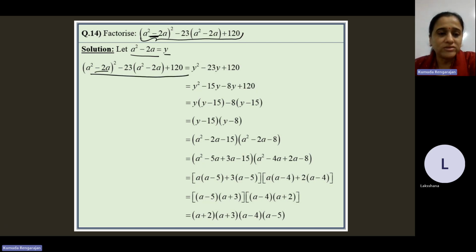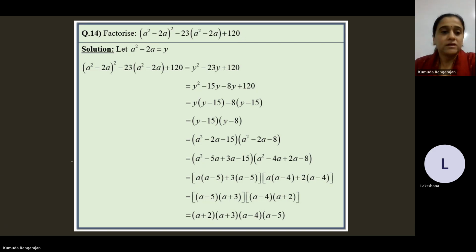It will look like y squared, this is y, so y squared minus 23y plus 120. Yes or no? This is y, so y squared, this is y, so minus 23y plus 120. Now see, it's nothing but a quadratic expression, which can be factorized by splitting the middle term.